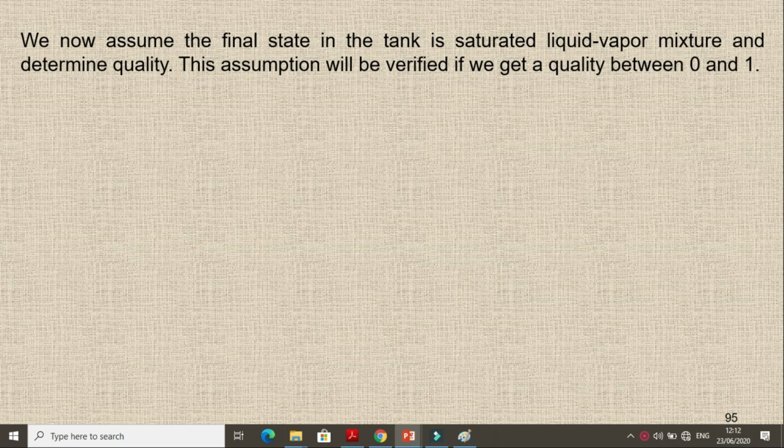Here we have a small assumption. We now assume that the final state in the tank is a saturated liquid-vapor mixture. We're just going to assume it, and then we will check or determine the quality. If after doing the calculation the value of x, or the quality, is between 0 and 1, it means our assumption is correct. So I'm just going to use the assumption.